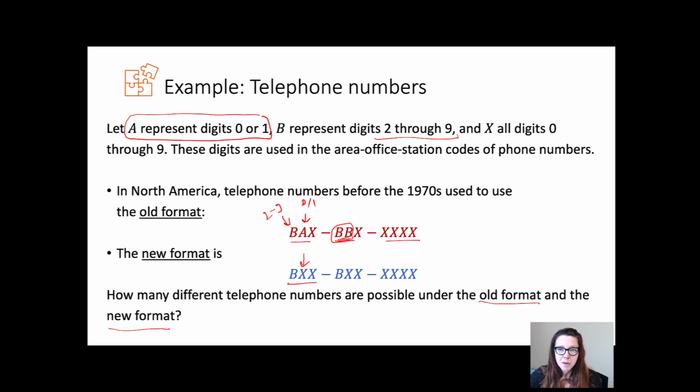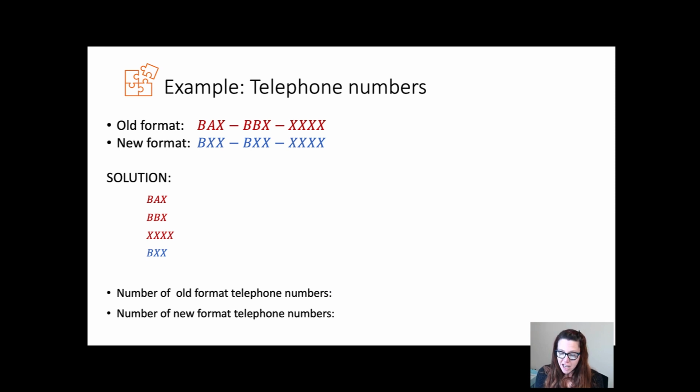Okay, so I want you to think about what that looks like. I'm going to give you a start of that solution. The old format is BAX, and I'll remind you that B is 2 to 9, A is a 0 or 1, and X is all the digits. I would say break it down, then break it down, then break it down. You don't have to come up with the number, just give me the product of things that you're going to do. This is applying the product rule. How many ways are there to do BAX?